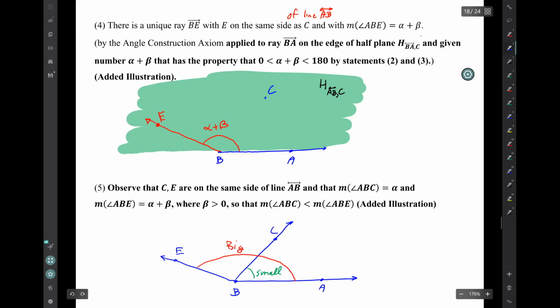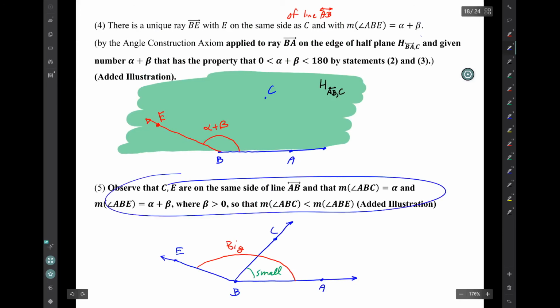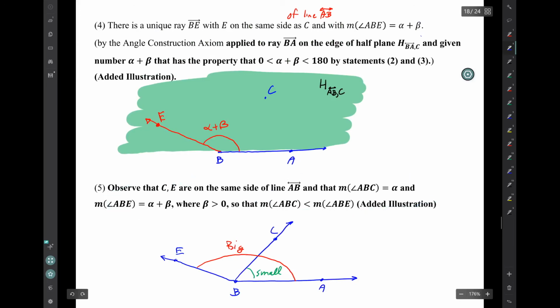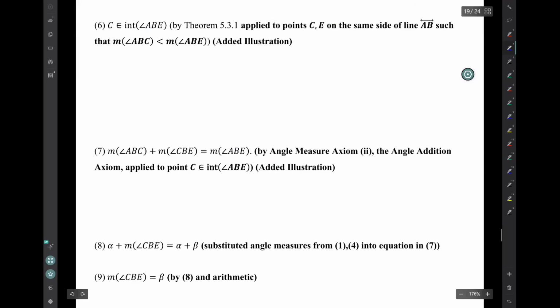Now this statement was not made in the book. It's one that I added. That's why it's in bold. Statement 6 says that point C is in the interior of angle ABE. I'm going to add an illustration here. I'm going to illustrate this before justifying it.